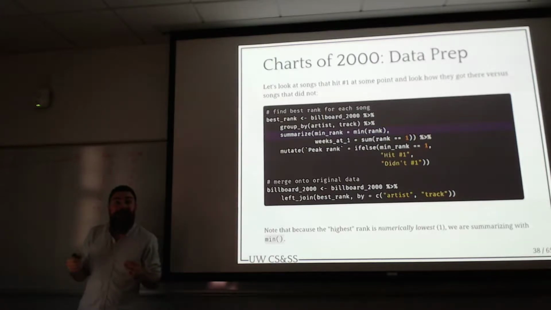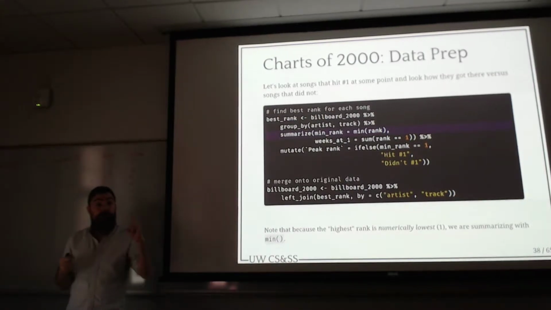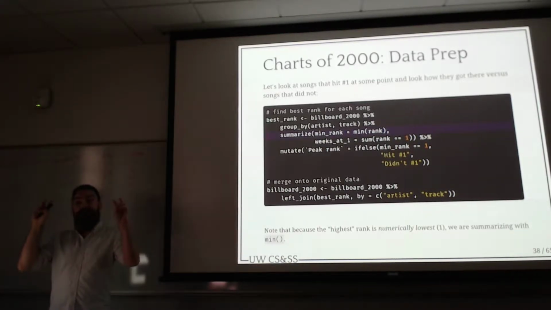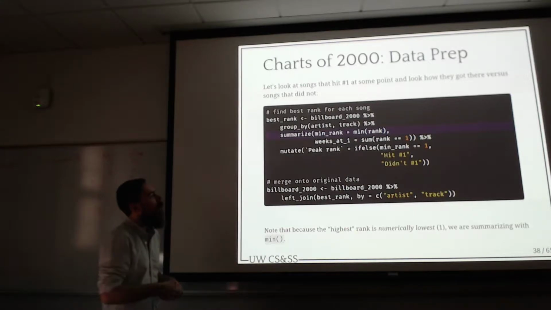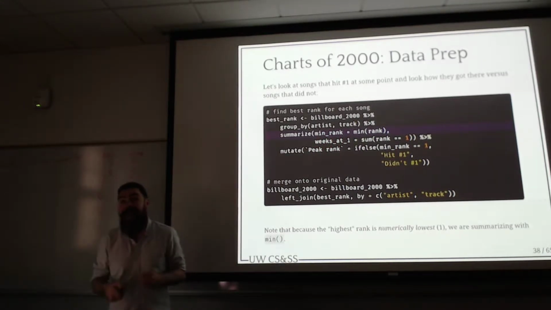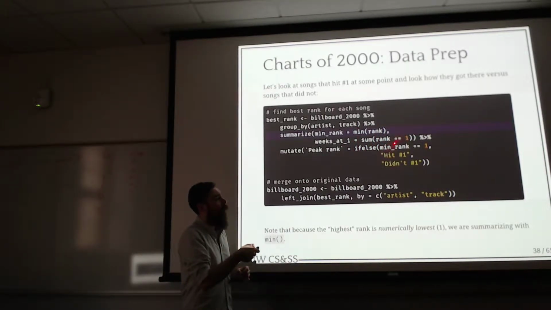The minimum rank is going to be the best rank it hit because number 1 is the best rank you can possibly hit. 100 is the worst rank on here. So minimum is getting the best or the highest rank. Then I'm also going to summarize how many weeks was this song at number 1, and that's just equal to the sum of rank equals 1.